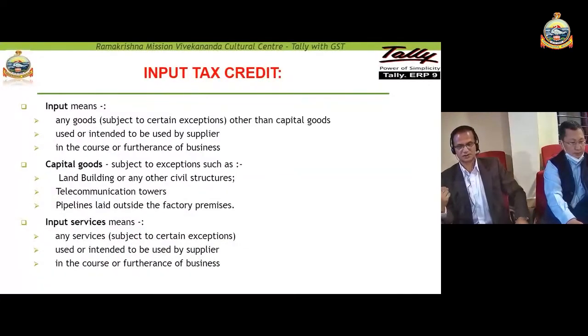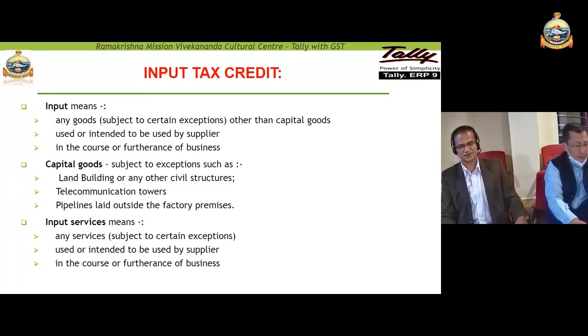Input, as I have said, involves anything other than capital goods used or intended to be used by the supplier in the course of furtherance of business. In capital goods, please remember that land, building or any civil structure is not allowed. Telecommunication towers, for those in the business of telecommunication, are not allowed. Pipelines laid outside the factory premises are also not allowed. These are directly disallowed, and another thing I said is that it must be in the course of furtherance of business, meaning during the course of business.